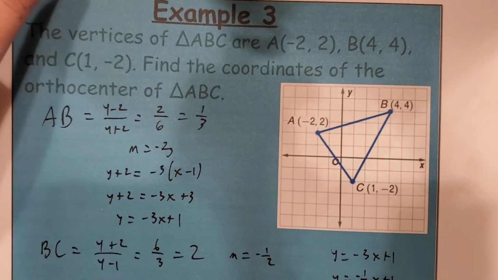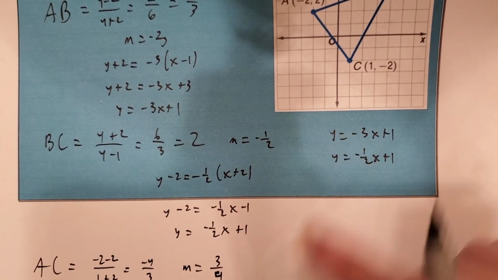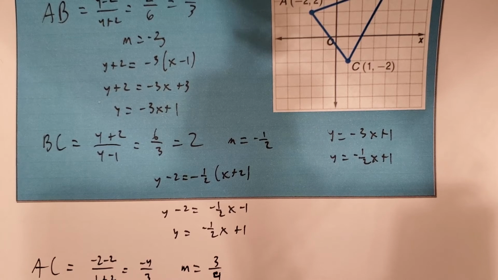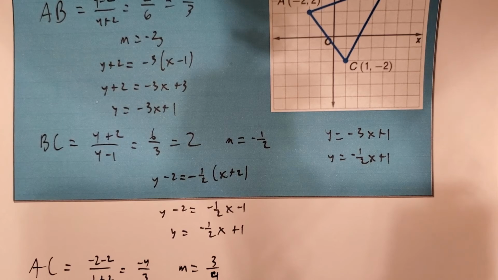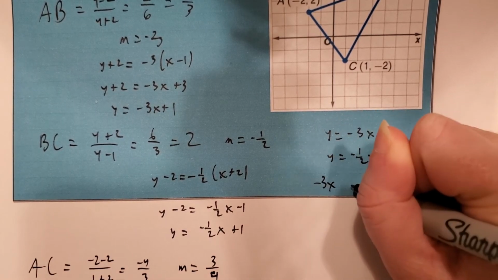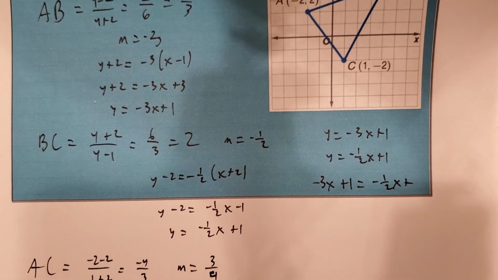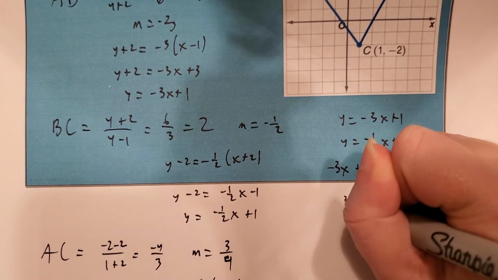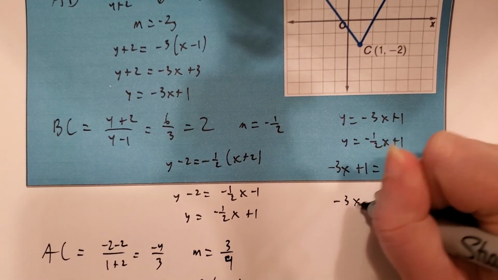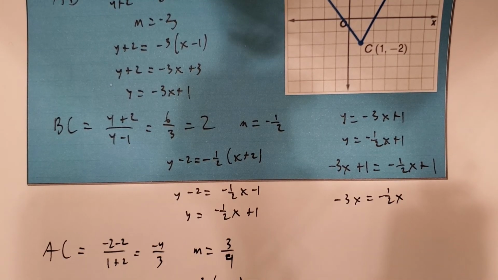And the nice thing about working with these kinds of things is that they already have both set equal to y. So if they're both equal to y, then you can set them equal to each other. So -3x plus 1 is equal to -1/2 x plus 1. So again, fractions, whatever. The ones also end up canceling out.